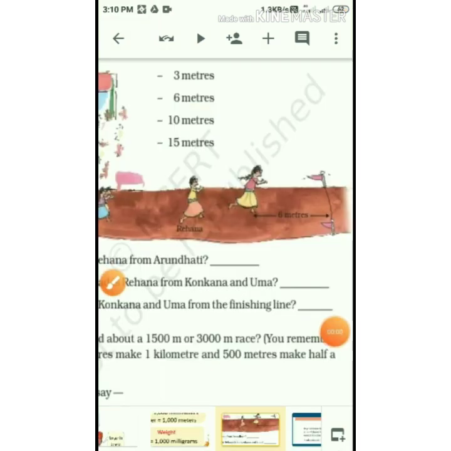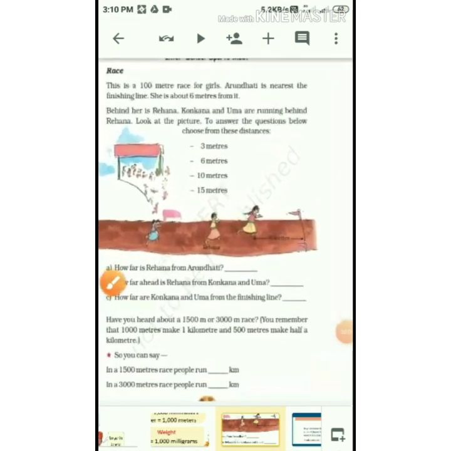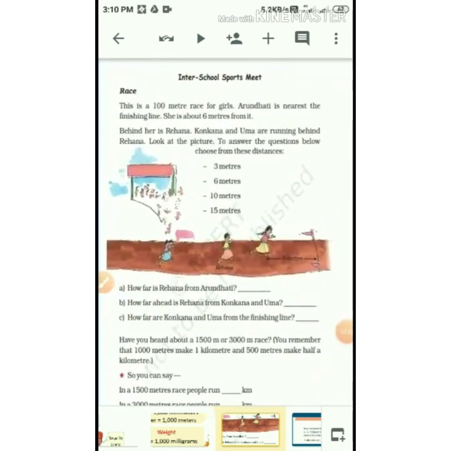Now we will do some NCERT questions. First question is inter-school sports meet race. This is a 100-meter race for girls. Arundhati is nearest the finishing line. She is about 6 meters from it. So here this is the finishing line and Arundhati is 6 meters away from the finishing line. Now behind her is Rihanna. Now the distance between Rihanna and Arundhati is not given.